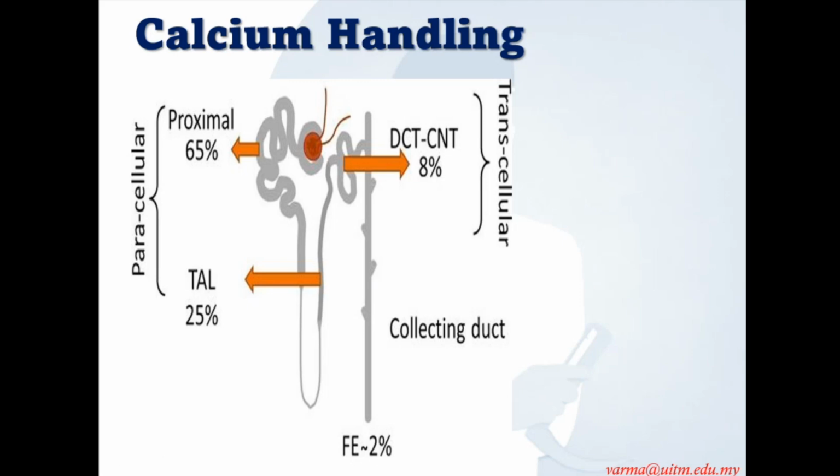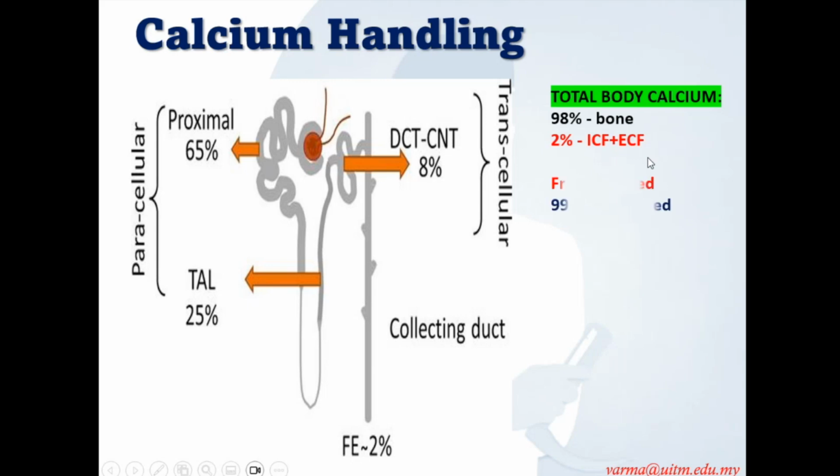But sodium has the sodium-potassium ATPase pump to maintain the concentration gradient, whereas here the sodium-potassium ATPase pump maintains the electrical gradient. We come into it. Total body calcium is 98% bound in bone. Only 2% exists freely in your intracellular fluid and ECF. From the ECF, this 2% is freely filtered because cations are easily filtered in your glomerulus. Out of the freely filtered calcium, 99% is reabsorbed, almost exactly the same as your sodium.